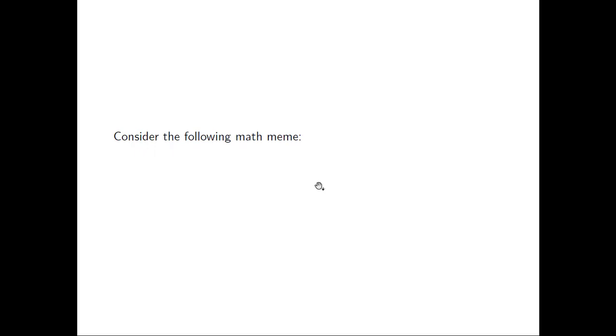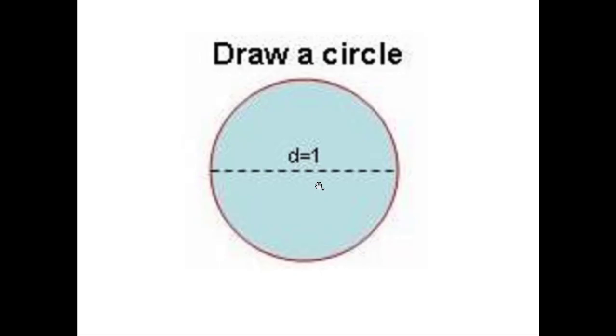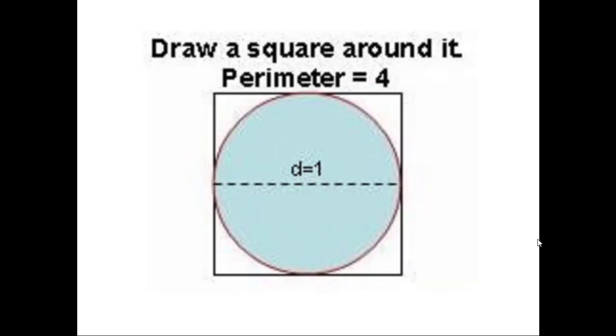So to end this video, I want us to take a look at the following math meme. Probably some of you have seen it before. Start with a circle of diameter 1. Since the diameter is 1, its circumference is pi. Next, draw a square around it. Note that the perimeter of the square is equal to 4 because the diameter of the circle is 1.